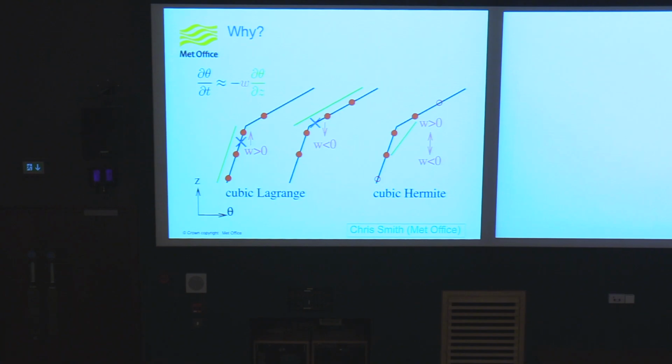How can we mimic that in a cubic, in a semi-Lagrange sense? The way of doing that is to use a cubic Hermite scheme. Instead of using a 4-point stencil, we use a 3-point stencil, but we make estimates of what the gradient is at this point.